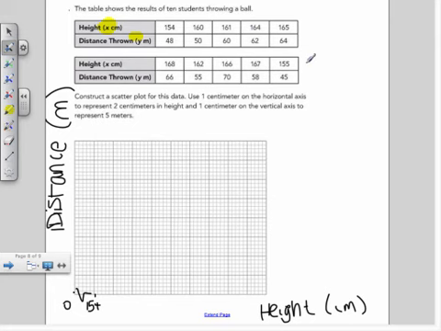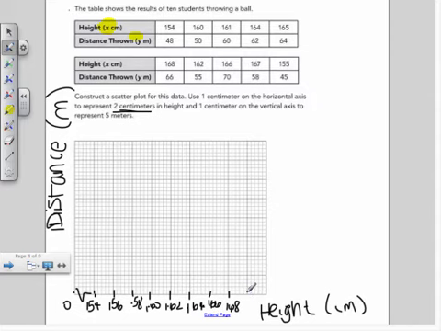And it says to use 1 centimeter to represent 2 centimeters in height, which means that every block will be up 2. So this is 156, 158, 160, so on and so forth. Okay, this is 162, 164. I'm sorry, it's not very clear, the writing right here. Okay, this right here would be 166. This right here would be 168.